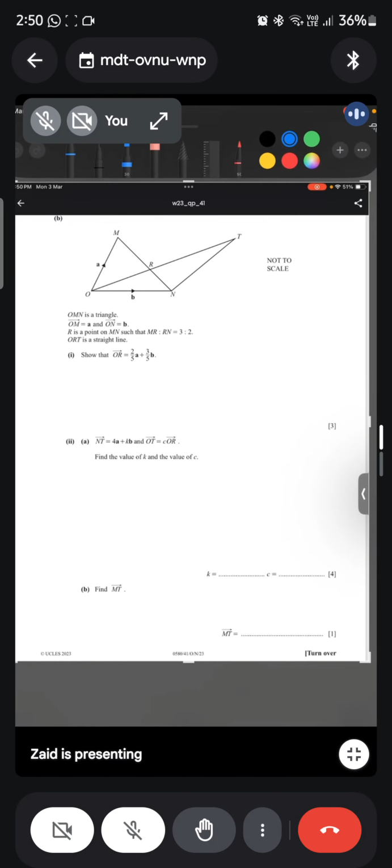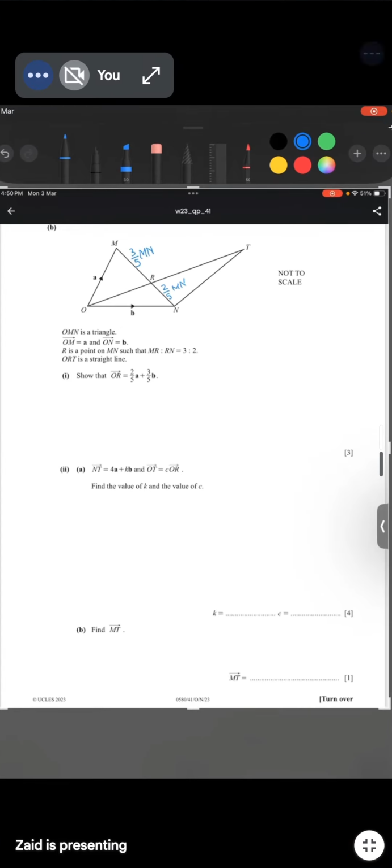OMN is a triangle. OM is equal to A, ON is B. R is a point on MN such that MR is to RN is 3 upon 2. So do this thing first, okay? MR is to RN. So this one is 3 over 5, okay? Because 3 is for MR and the total parts are 5. And this is 2 over 5 of the whole length MN.